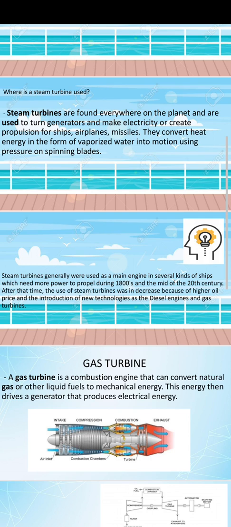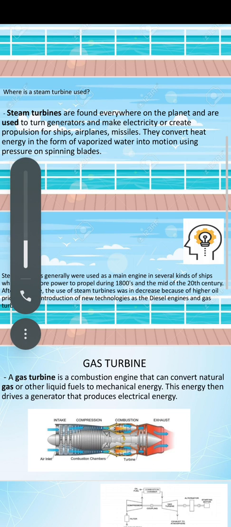Steam turbines can be found all over the world and are used to power generators, produce electricity, or provide propulsion for machines like ships, airplanes, and missiles. By applying pressure to spinning blades, they transform heat energy, which appears as evaporated water, into motion.